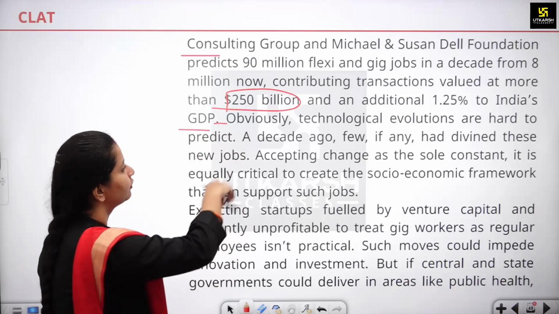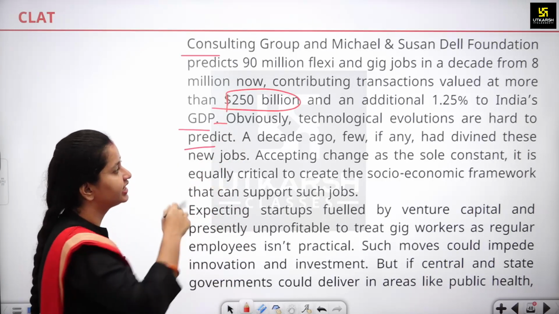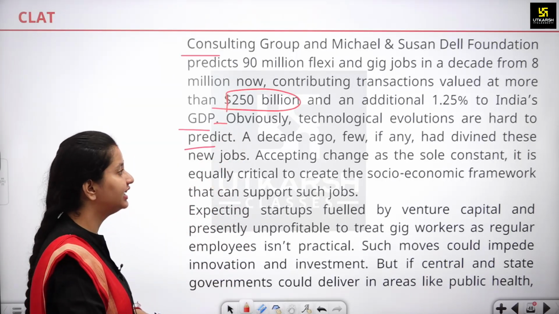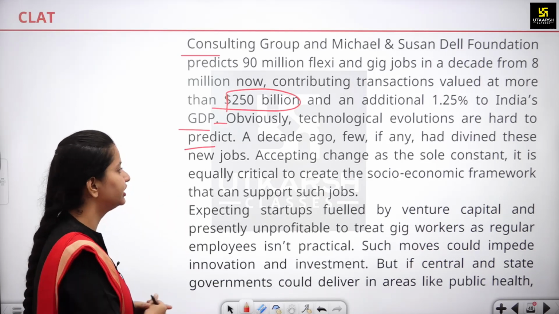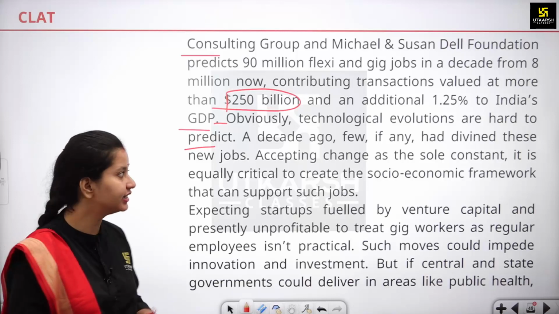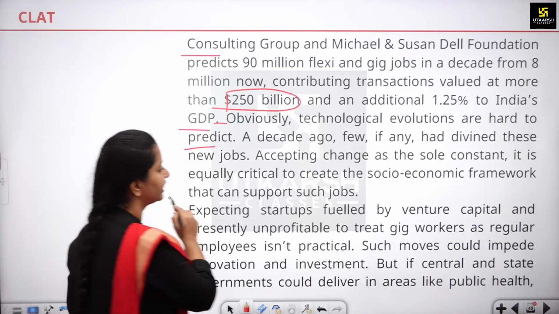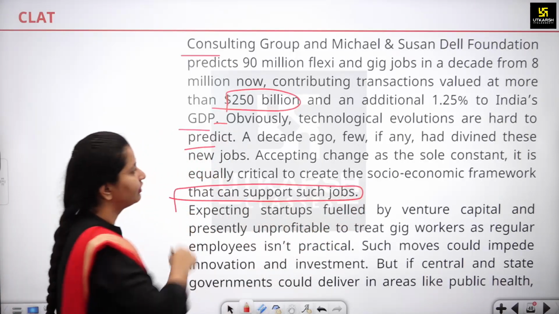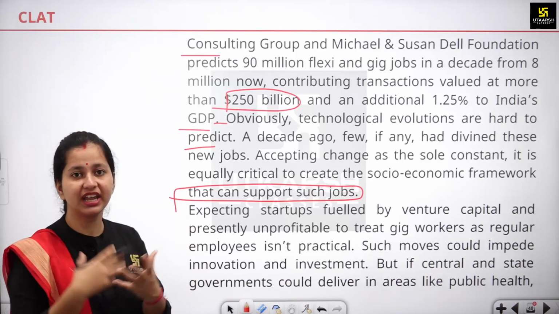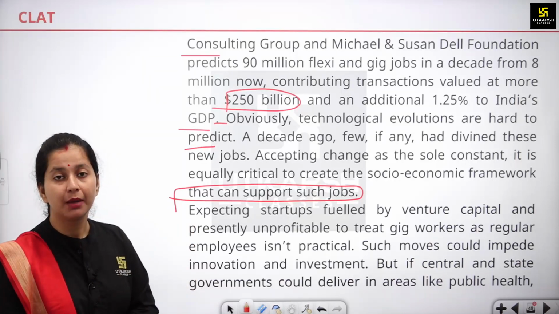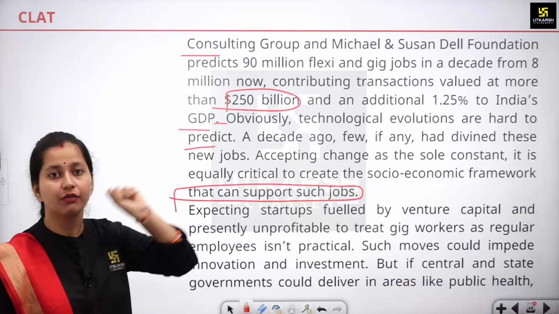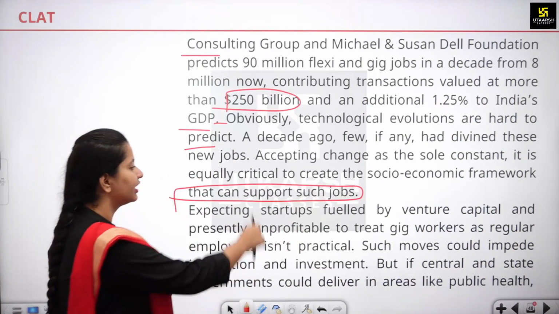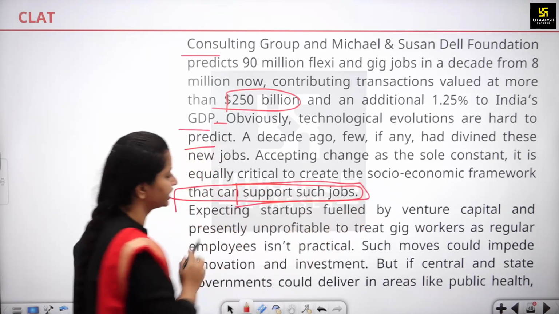Obviously technological evolutions are hard to predict. A decade ago, few, if any, had divined these new jobs. Accepting change as a sole constant, it is equally critical to create a socio-economic framework that can support such jobs. However we do not know; we know that change is inevitable, but along with change we also have to frame or build a socio-economic framework that can support this kind of jobs.